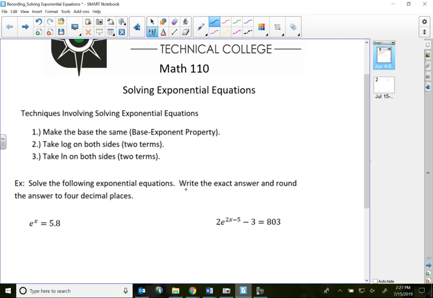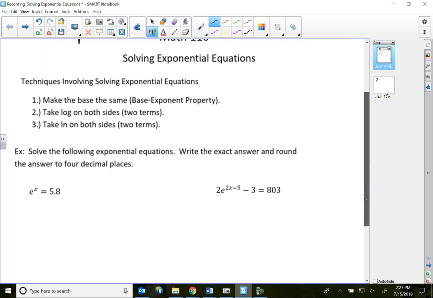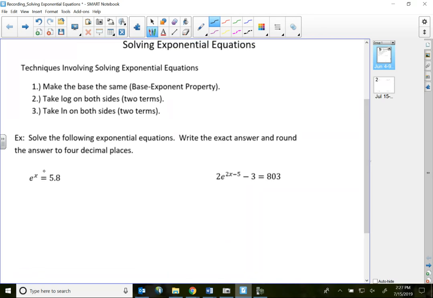Solve the following exponential equations, write the exact answer, and also round your answer to 4 decimal places. So this problem here on the left, I only got two terms. There's no way I can make the base e the same as base 5.8. So if I cannot make the base the same, then I can take a natural log or logarithm on both sides. For this problem, I would take a natural log on both sides because natural log and e cancel each other out. So my answer will simply be x equal to natural log of 5.8. That will be my exact answer.